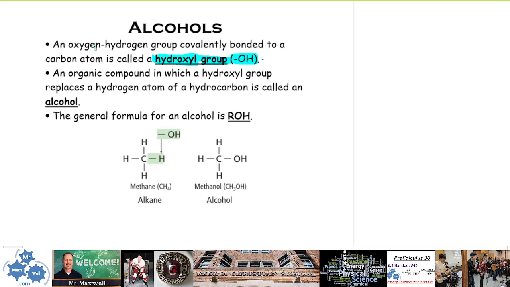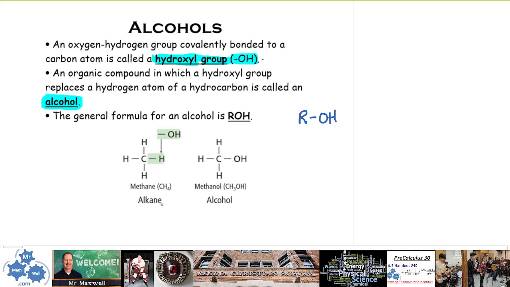An organic compound in which a hydroxyl group replaces a hydrogen atom of a hydrocarbon is called an alcohol. So it's a type of molecule, and yes, in alcoholic drinks, you'd have alcohol molecules. All right, the general formula for an alcohol is ROH. Also, as we discussed yesterday with that little chart, sometimes there's just a little bond in between too. And R is a carbon ring or chain. Okay.